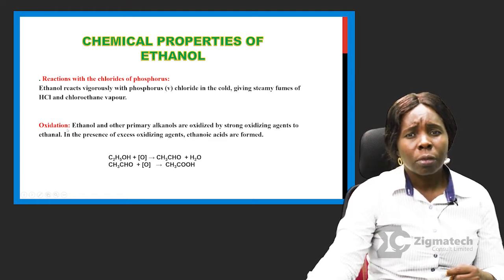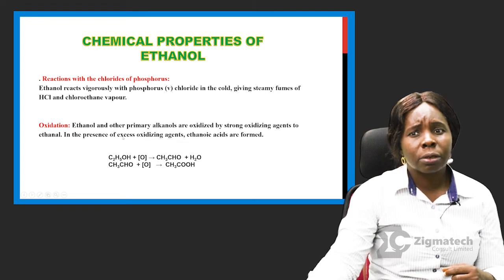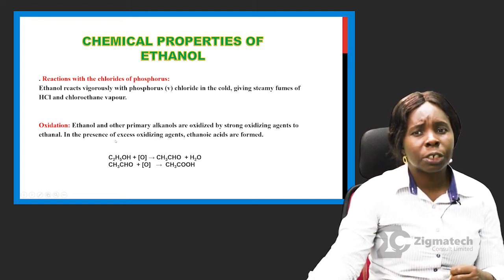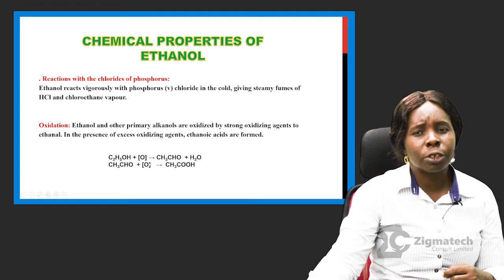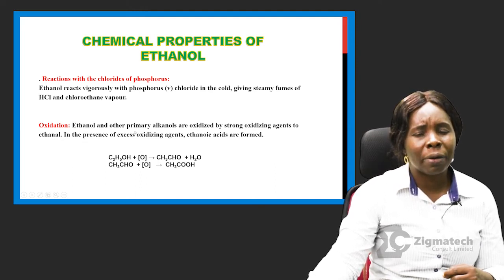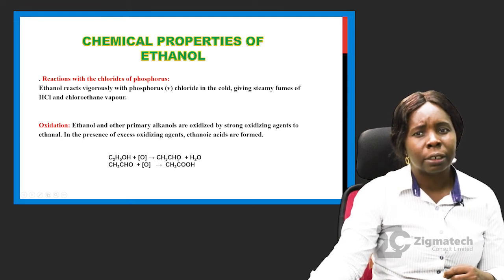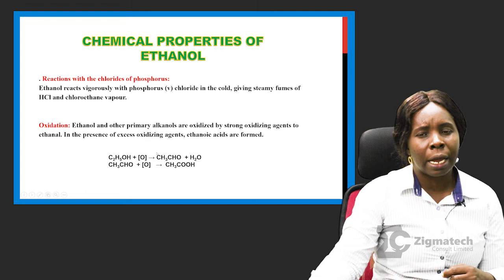Ethanol reacts with oxidizing agents, that is oxidation. Ethanol reacts with oxidizing agents like sodium heptaoxodichromate(VI) or acidified potassium tetraoxomanganate(VII) to form ethanal and water. And then in complete oxidation, it forms ethanoic acid. This reaction is common to all primary alkanols. All primary alkanols are oxidized to alkanals and then to alkanoic acid. So ethanol is oxidized to ethanal and then ethanoic acid. If it's propanol, it will be oxidized to propanal and then propanoic acid.